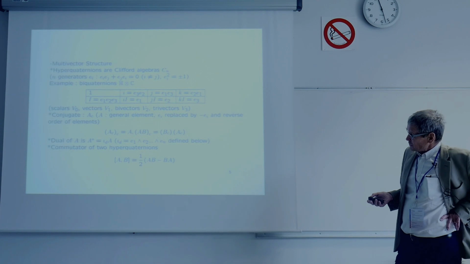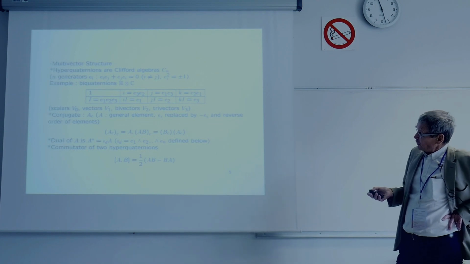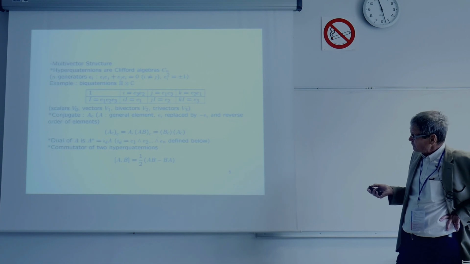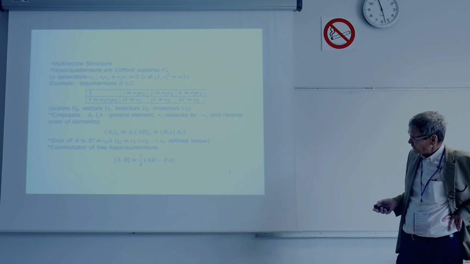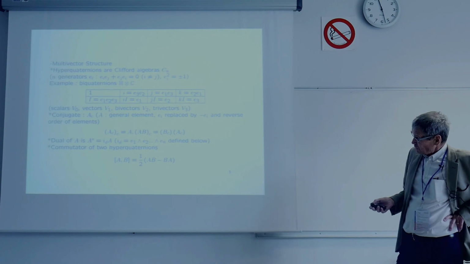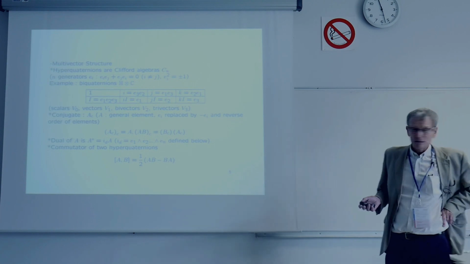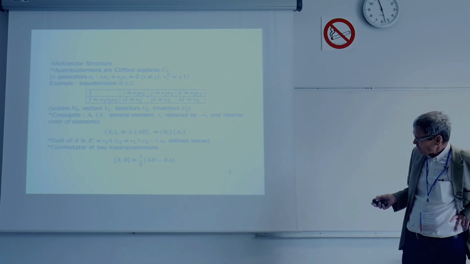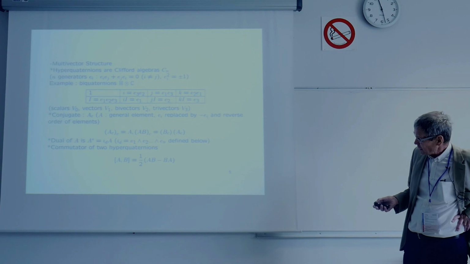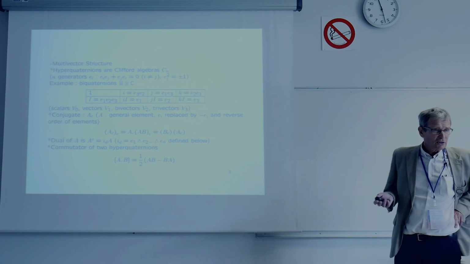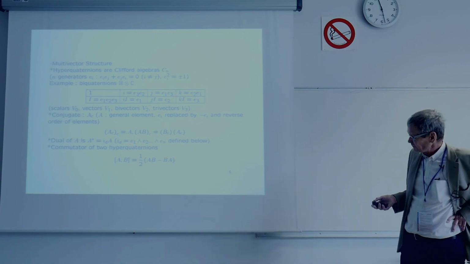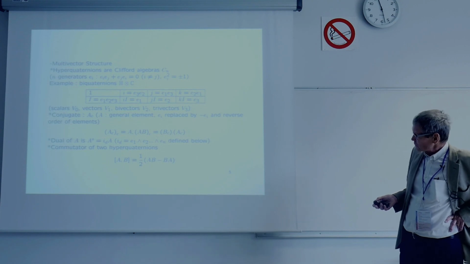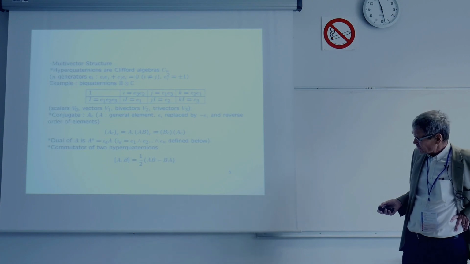Then we define the conjugate in the general case for a hyperquaternion. e_i is replaced by minus e_i, and we reverse the order of elements. So we get this property. We define the dual of A, which is A star, which is the pseudoscalar multiplied by A, and here we have an exterior product to be defined later on. We define also the commutator of 2 hyperquaternions like this.